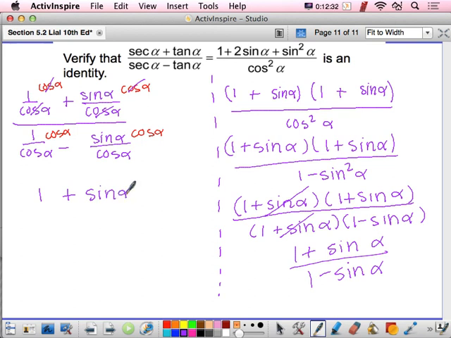And sure enough, that's what I stopped with over here. All over, these cosines cancel, and I have 1 minus, these cosines cancel, and I have sine of alpha. And if we look at that, that's exactly what I had when I stopped on the right side. So now that the two sides are equal, I can call this problem finished. And that wraps up section 5.2.